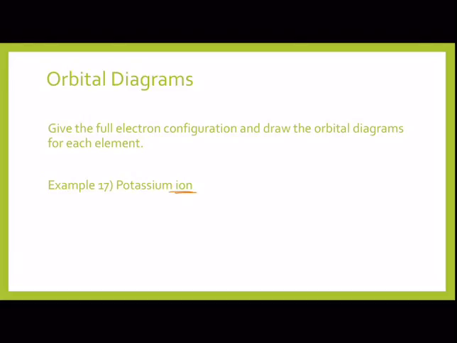So remember that ions have either gained or lost electrons. So potassium is in group 1, so it's a +1, which means that it has lost 1 electron. So we have 1s2, 2s2, 2p6, 3s2, and 3p6. We have 1 pair in our s orbitals, 3 in the p orbitals. We drew the up and down arrows to show the different spins on the electrons.